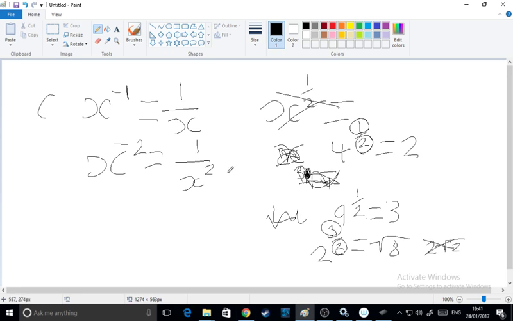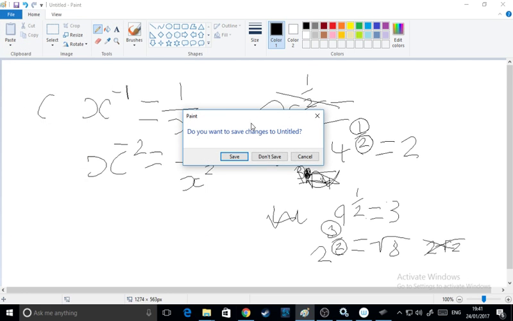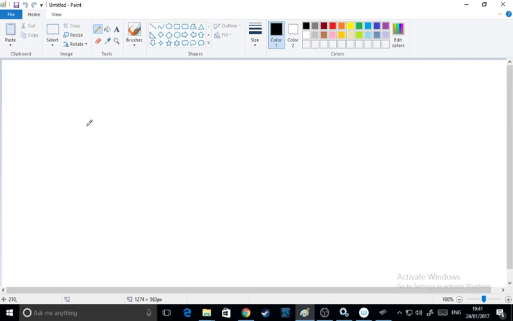Okay, so that's how minus ones work and fraction ones work. Hopefully I am helping you learn, I'm not just confusing you. Now let's actually apply this knowledge to some questions from the book.